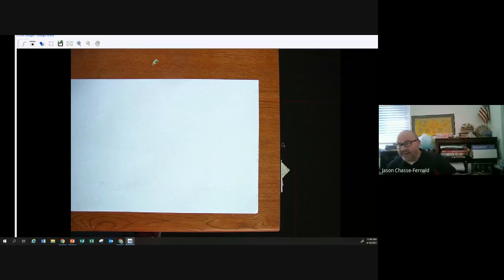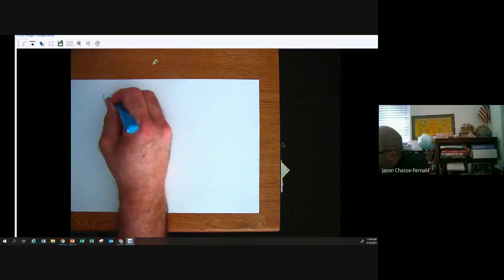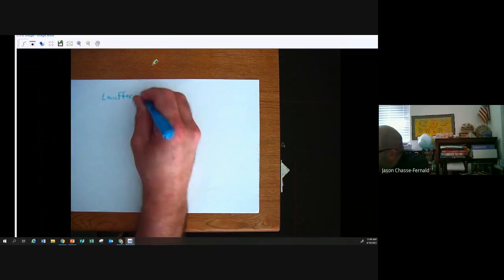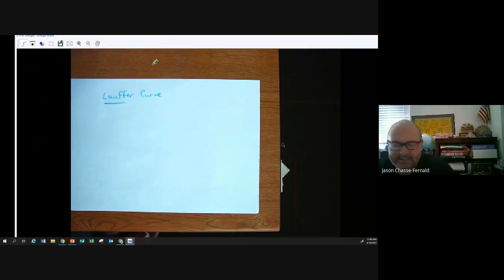And another highlighter. All right, so when you're talking about this, you'll sometimes see this explained by economists using the Laffer curve, right? So the Laffer curve gets its name from an economist, Professor Laffer.